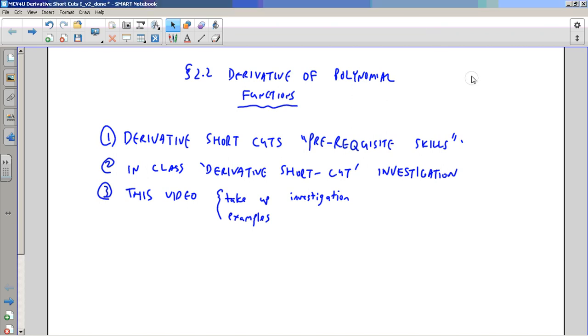MCV4U, section of the textbook 2.2, derivative of polynomial functions.